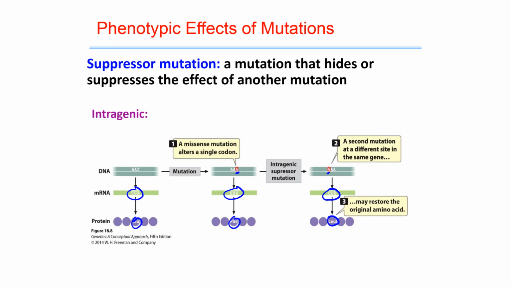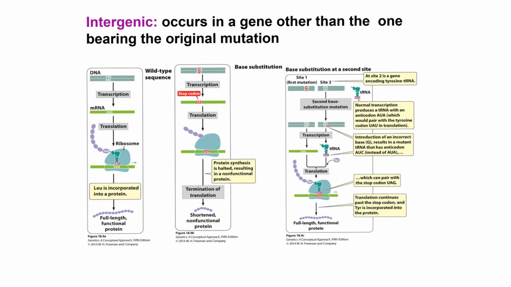This is an example of intragenic mutation. In the next slide, we will discuss intergenic suppressor mutation. An intergenic suppressor mutation occurs in a gene other than the one bearing the original mutation. If it's intragenic, it is in the same gene. If it is intergenic, it is in a different gene. And here is an example of intergenic mutation.